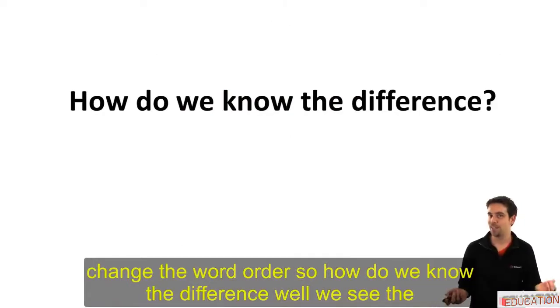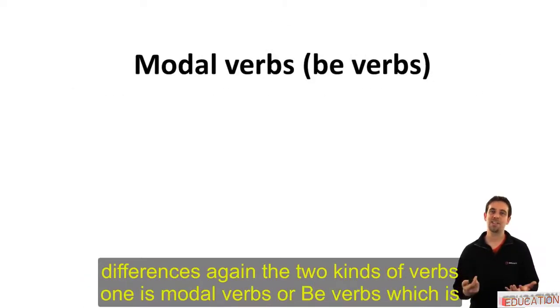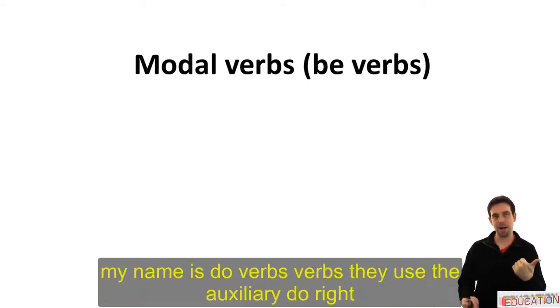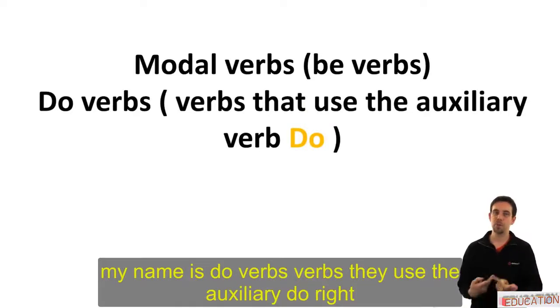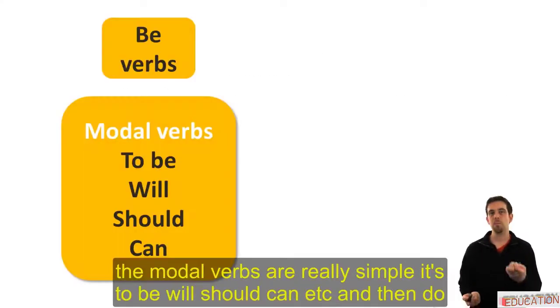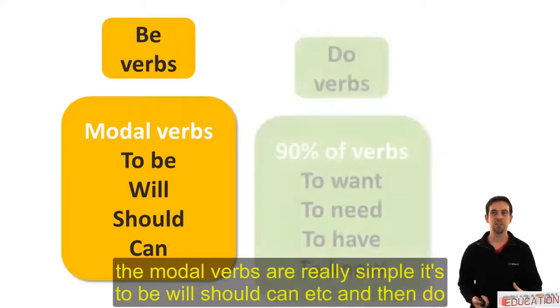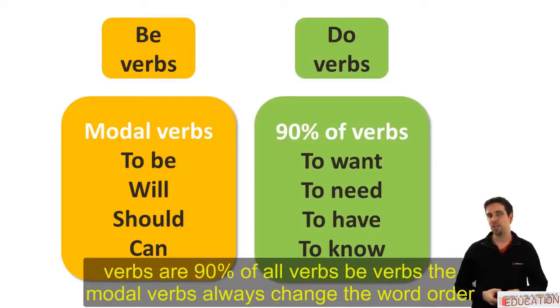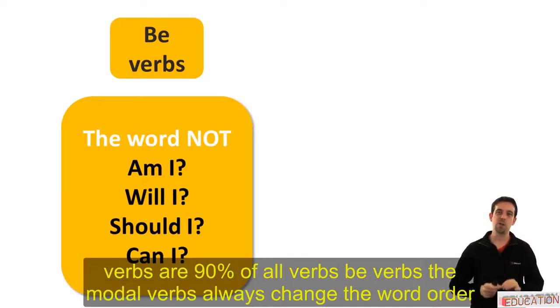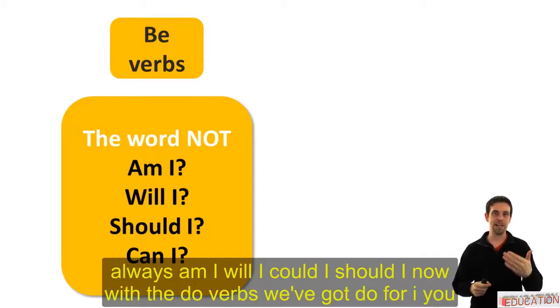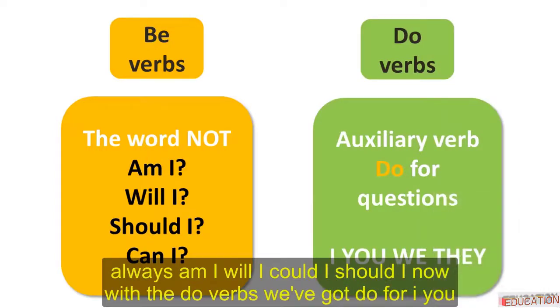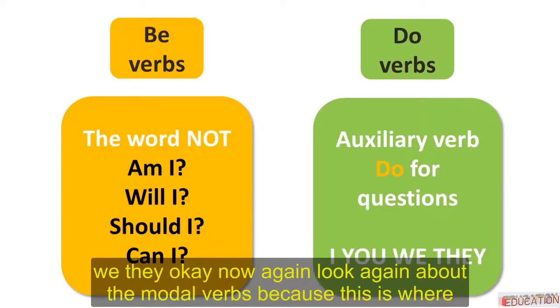So how do we know the difference? Well, we see the differences again, the 2 kinds of verbs. One is modal verbs or be verbs, which is my name. And the other one is do verbs, verbs that use the auxiliary do, right? The modal verbs are really simple. It's to be, will, should, can, etc. And then do verbs are 90% of all verbs. Be verbs, the modal verbs, always change the word order. Always. Am I, will I, could I, should I. Now, with the do verbs, we've got do for I, you, we, they.